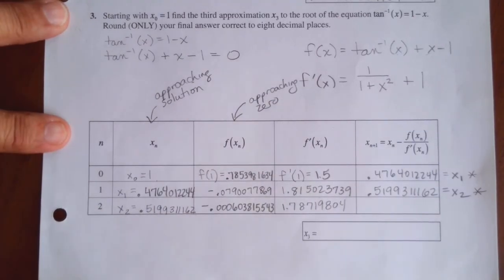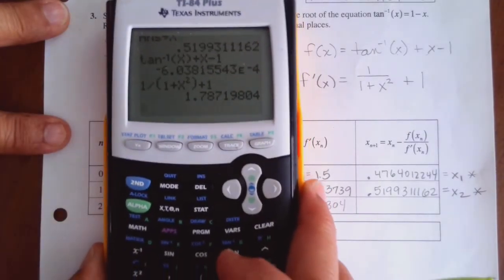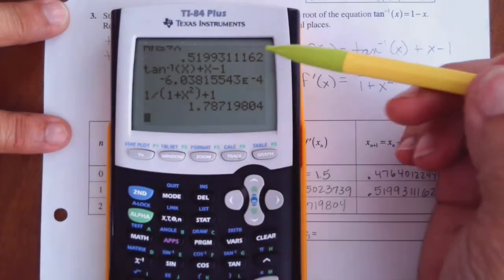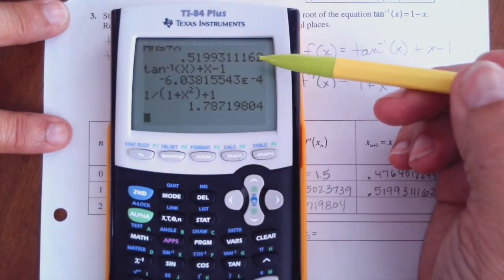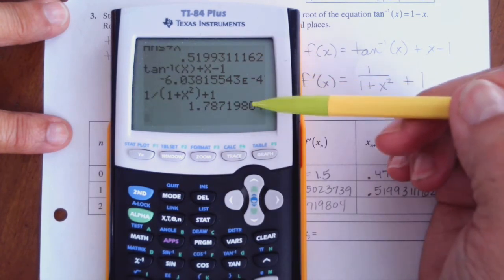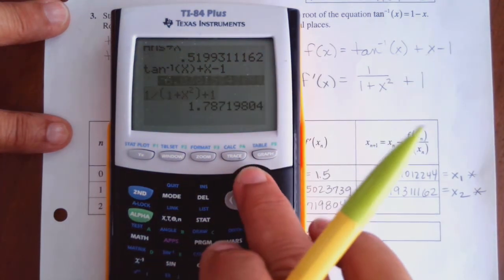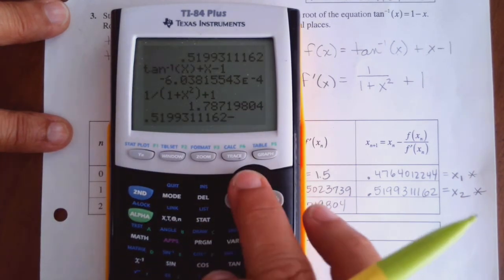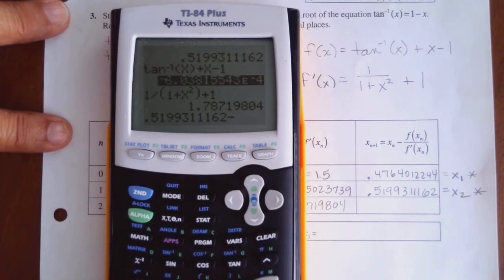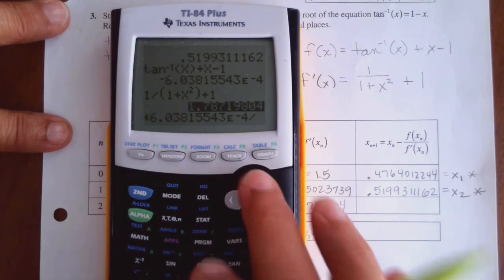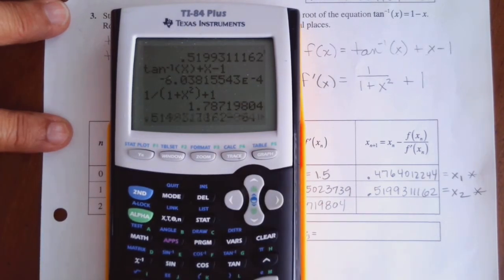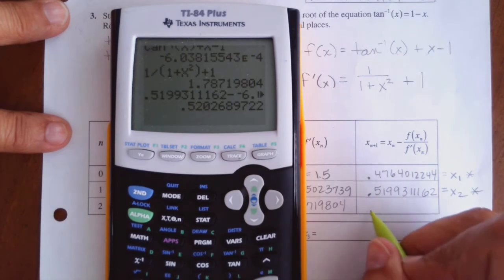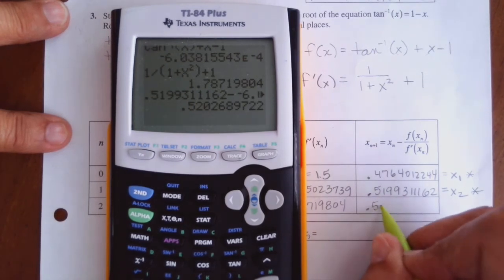All right, so let's find our last guess. We need the starting number minus this divided by this. It's nice because they're all on the screen and you can see them. So we're going to start with that minus function value divided by the derivative. Okay, we got the first number repeated, but that's it.